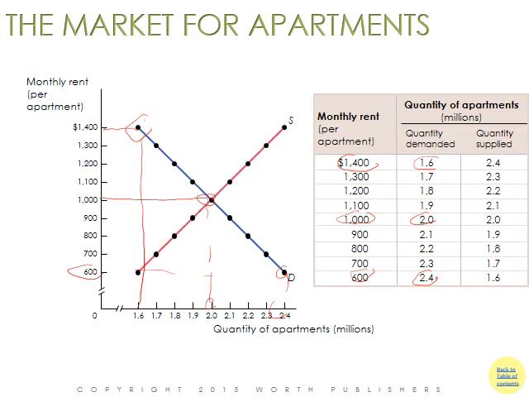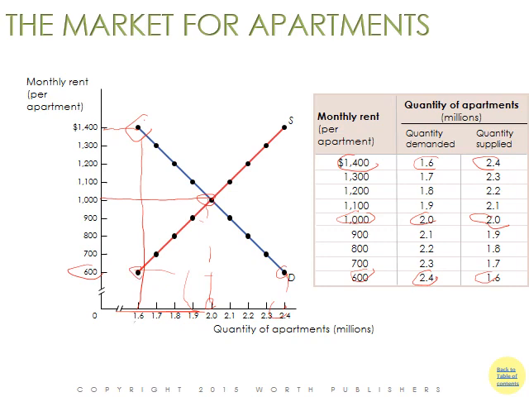Now when we look at the supply side of the market, when the price is relatively high, the quantity supplied is relatively high. And when the price goes from 1,400 to 1,000, the quantity supplied decreases to 2 million. And when we decrease the price further, the quantity supplied decreases. So if we plot these, when the price is relatively high, the quantity supplied is 2.4. When the price is 1,000, the quantity supplied is 2. And when the price is 600, the quantity supplied is 1.6.